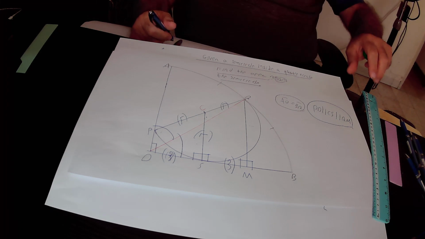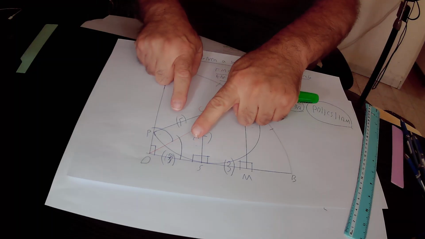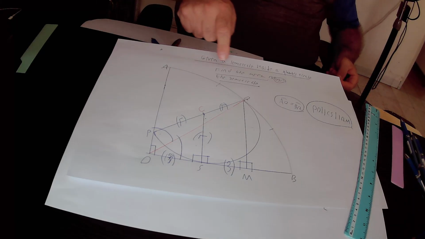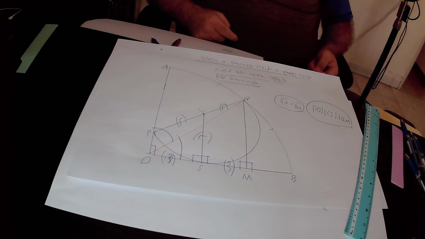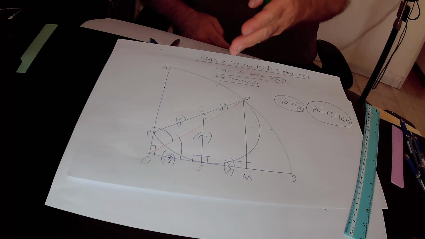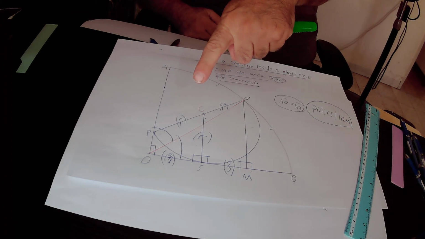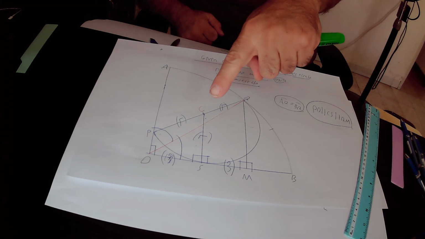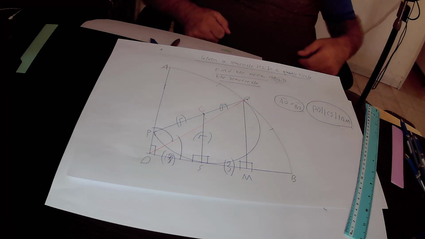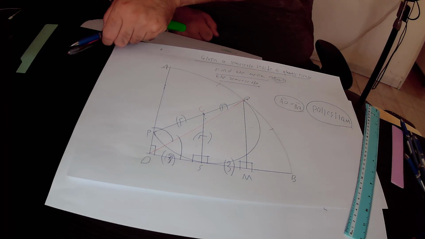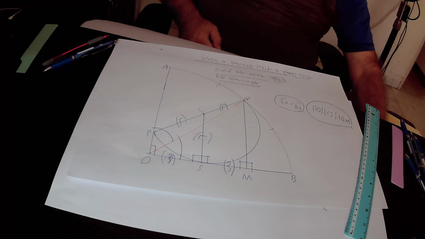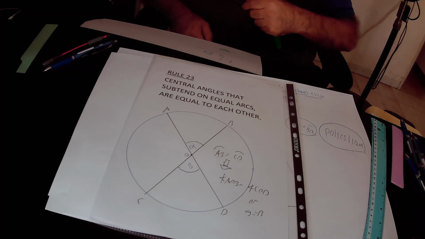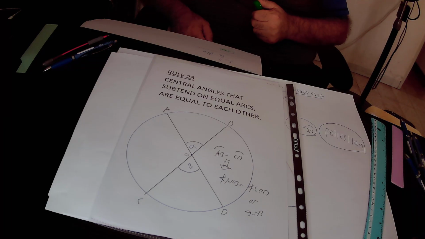And because those two center angles subtend equal arcs, that is to say arc AQ equals arc QB, they must be equal to each other in their sizes. That is to say, center angle AOQ is equal in size to center angle QOB, according to rule 23. So I can check rule 23. According to rule 23, the center angles that subtend equal arcs are equal to each other.